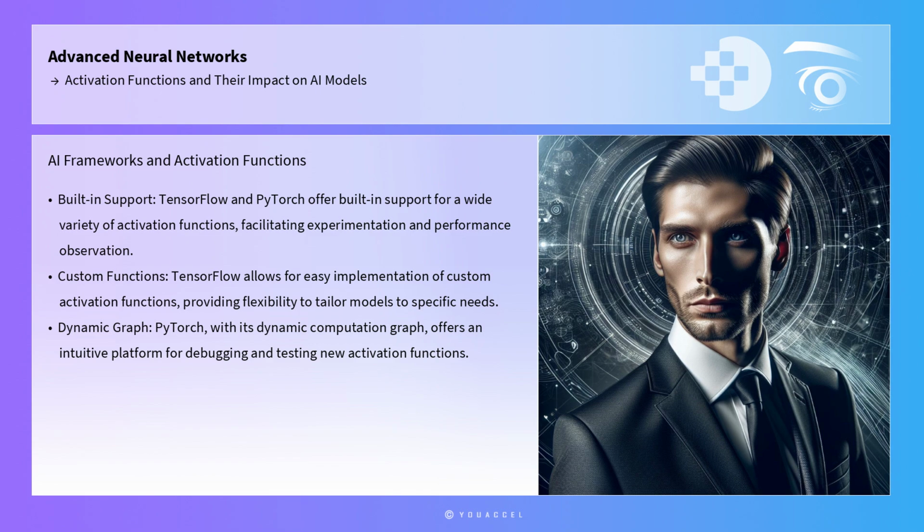In the context of practical tools and frameworks, TensorFlow and PyTorch offer built-in support for a wide variety of activation functions, making it easier for AI professionals to experiment with different functions and observe their impact on model performance. TensorFlow, for instance, allows for easy implementation of custom activation functions, providing flexibility to tailor models to specific needs. PyTorch, with its dynamic computation graph, offers an intuitive platform for debugging and testing new activation functions. These frameworks facilitate the iterative process of model optimization, allowing practitioners to tweak activation functions and observe changes in performance in real time.